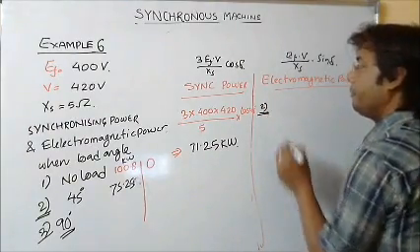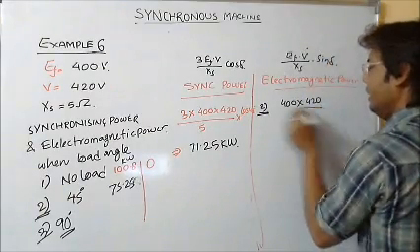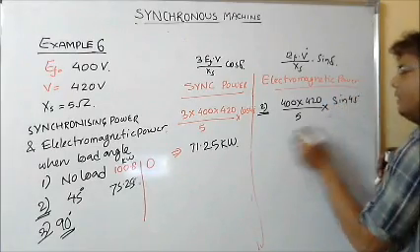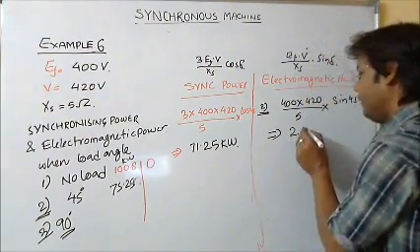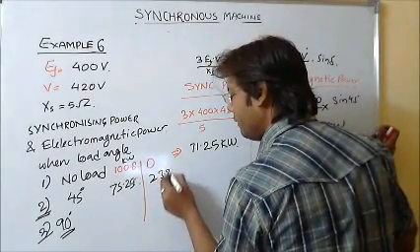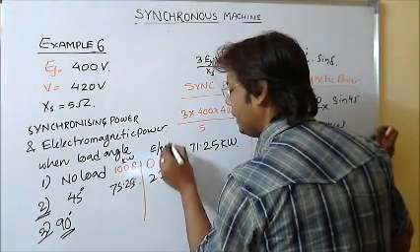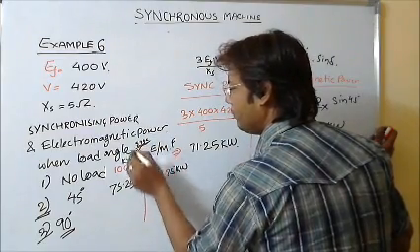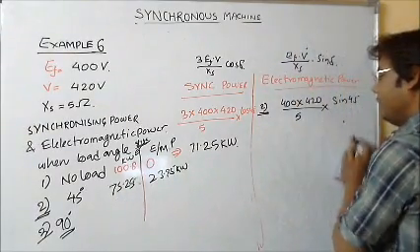In the second case, the electromagnetic power would be 400 multiplied by 420 by this formula divided by XS, which is 5, into sine of 45 degrees, which is equal to 23.75 kilowatts. So I get 23.75 kilowatts as electromagnetic power, and this part is the synchronizing power and this is my electromagnetic power.